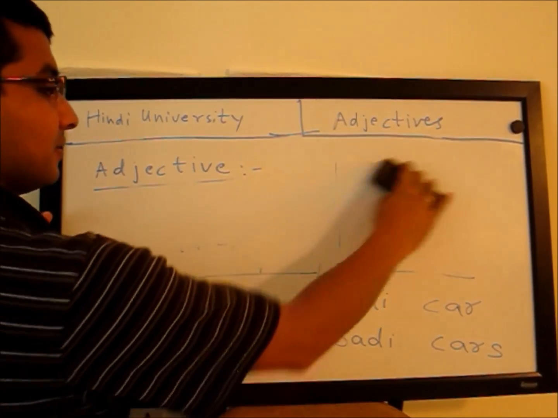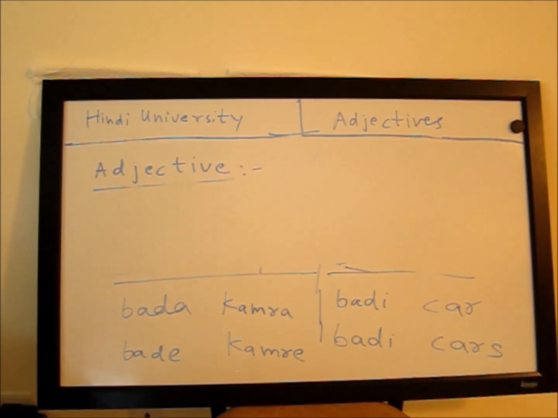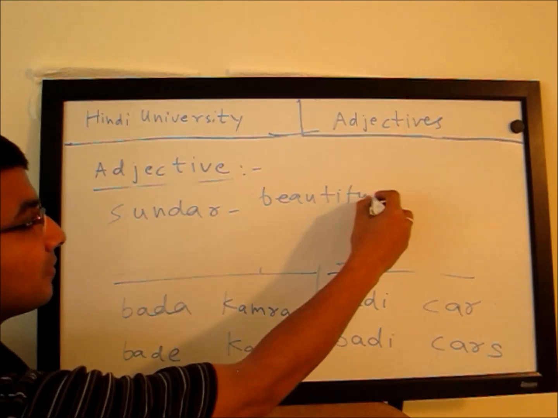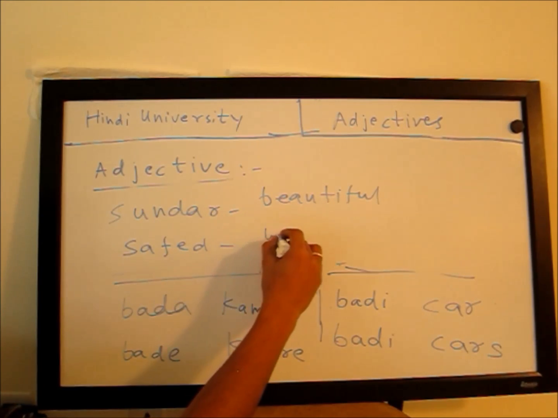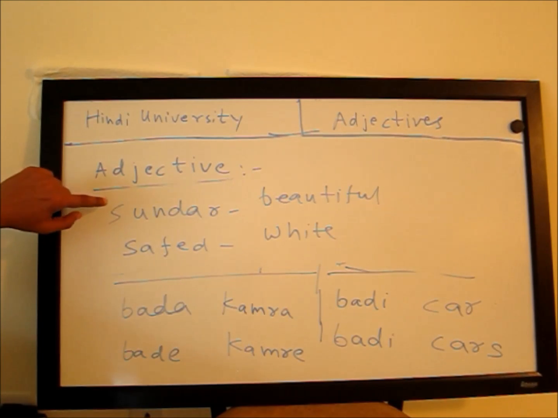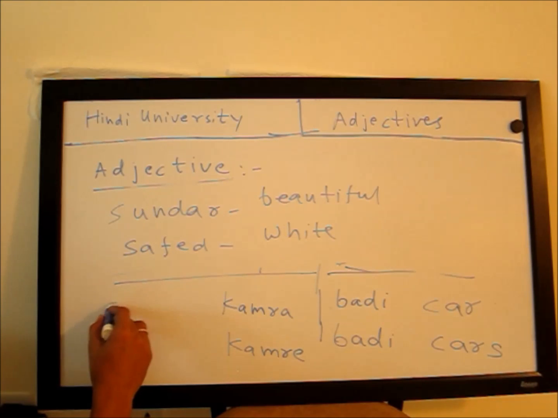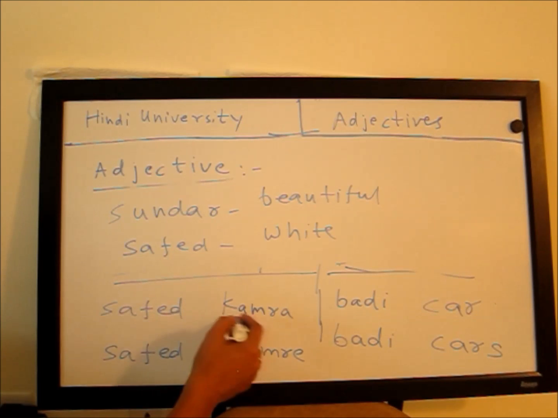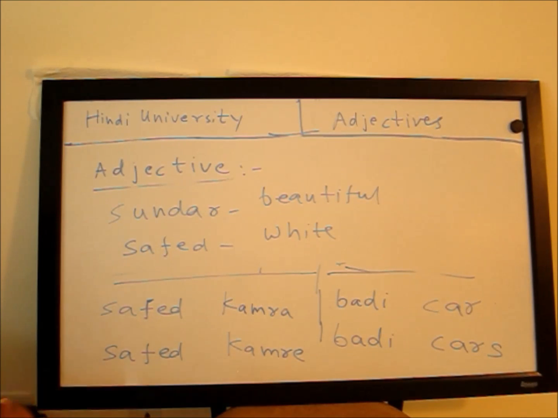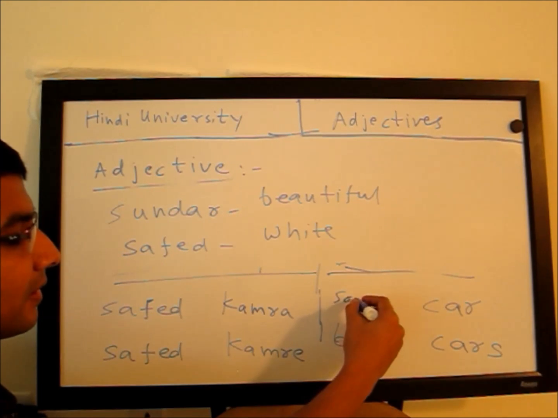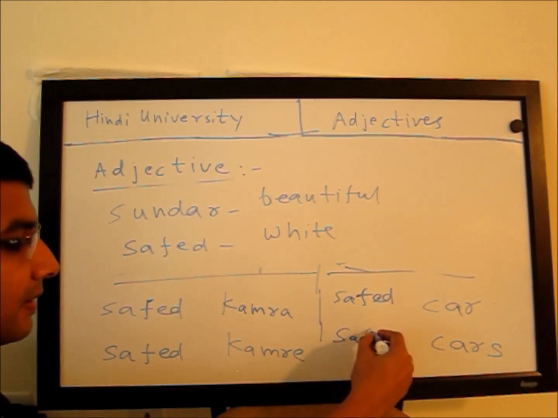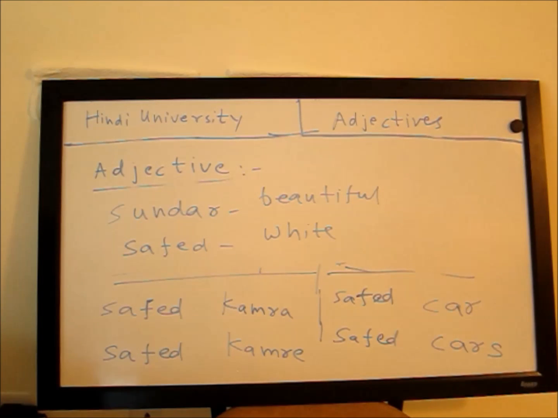Whereas there are certain adjectives where the form does not change. For example, sundar. Sundar is beautiful. Safed is, for example, white. I'm not going to go into detail on uninflected adjectives, but if I say safed kamra, it's a white room. Safed kamre, even if it is plural, it remains safed. Safed car, white car. Safed cars, so it remains the same. So these are called uninflected adjectives.